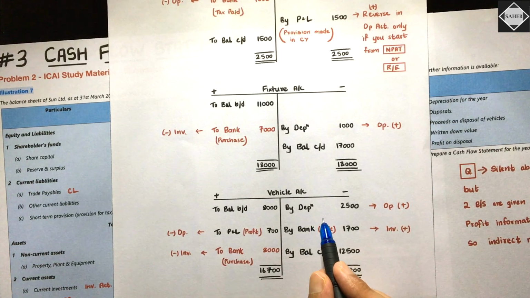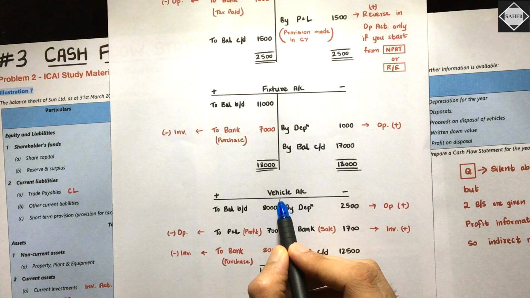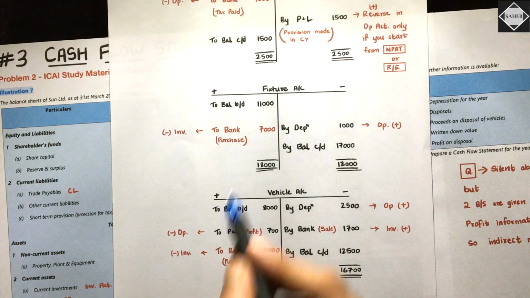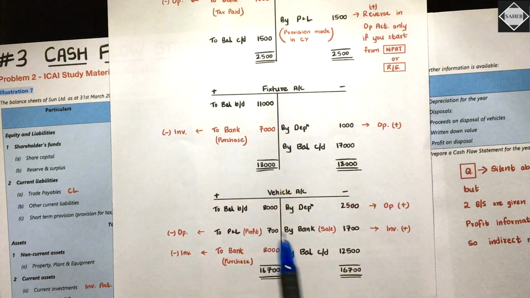If there is a balancing figure on the credit, that means you have sold. Okay. So vehicle is increasing because of the purchase you have made of 8,000, and this is an outflow of cash in investing activity which you have to subtract. Same like over here, how you purchase the fixture. Here we got this as balancing figure. Here also the same way we are getting this balancing figure.